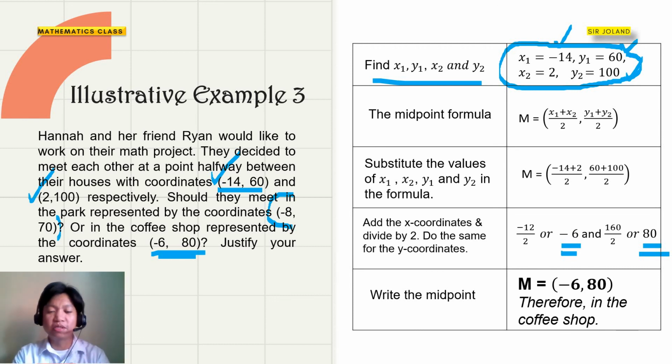Kasi yung midpoint is, it divides the line segment into two equal parts. Di ba? So, yun yun. So, that's how we apply midpoint formula in solving real life problems. So, sana ay may natutunan kayo doon at na-realize niyo na, okay, pwede pala natin itong gamitin sa mga ganitong sitwasyon. Okay, so, that's it. So, ang ating final answer is negative 6 and 80. Therefore, ang meetup nila ay sa coffee shop. Okay, so very good. So, natapos na natin yung word problems involving the midpoint formula.